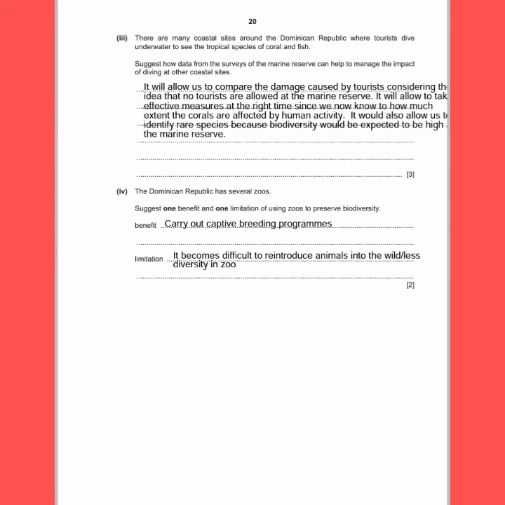Okay. Then there are many coastal sites around the Dominican Republic where tourists dive underwater to see the tropical species of coral and fish. Suggest how data from surveys of the marine reserve can help to manage the impact of diving at other coastal sites. So if you see, you have a marine reserve where we have no tourists allowed, right? And you have another location where tourism is common, right? So of course you can compare how much we're contributing to damaging the environment, right? And then you have an area that is unaffected by any human activity, so you'll definitely find rare species there, right? So surveys can help manage impact in this way. And definitely, if you know the extent of damage, you will be able to take effective measures at the right time, okay? So that's another thing.